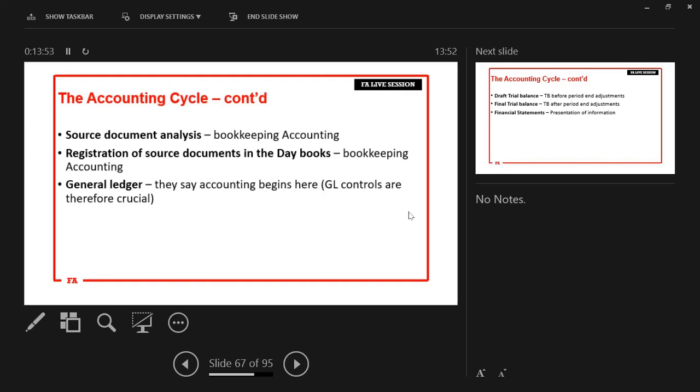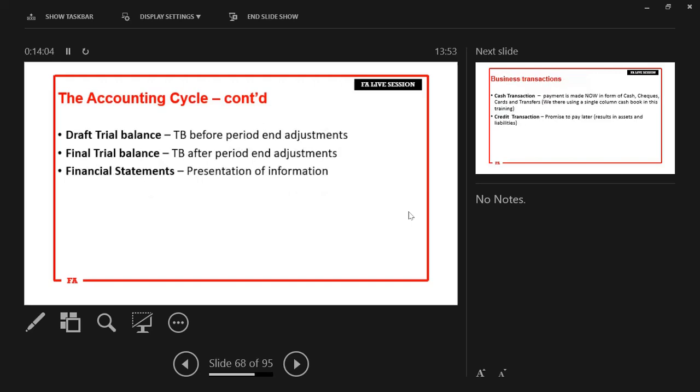Extracted and posted to the what? General ledger. We talked about the general ledger as being what? A summary of the financial affairs of an entity. Is that okay?